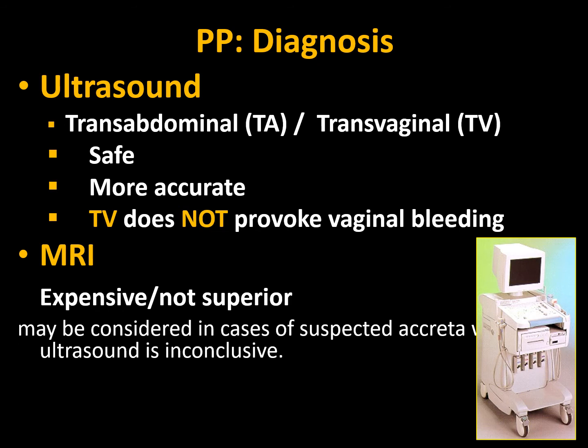We do a transabdominal ultrasound usually to localize the placenta. If we have any suspicion, especially if the placenta is posterior, we may do a transvaginal scan, which is safe, more accurate, and does not provoke vaginal bleeding. MRI is not routinely done because it is expensive and does not offer extra information to the transvaginal scan, but it may be required in cases where abnormal implantation such as placenta accreta, increta, or percreta is suspected.